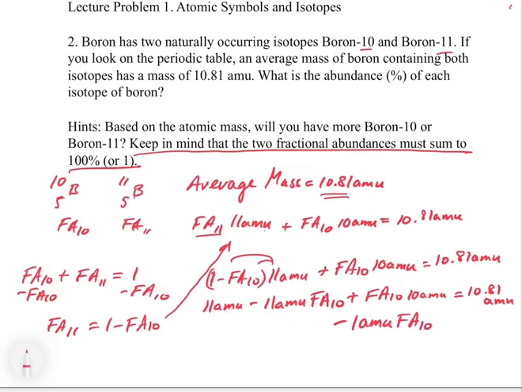Remember, you can always flip-flop this. See how I have the fractional abundance of 10 times 10 AMUs? We could simply say that that's 10 AMUs times the fractional abundance of 10. That's just a mathematical rule. They are the same, so it's basically like 11x or x times 10. It's the same thing. Okay, so then we have 11 AMUs minus 10 AMUs times the fractional abundance of 10 is going to equal 10.81 AMUs.